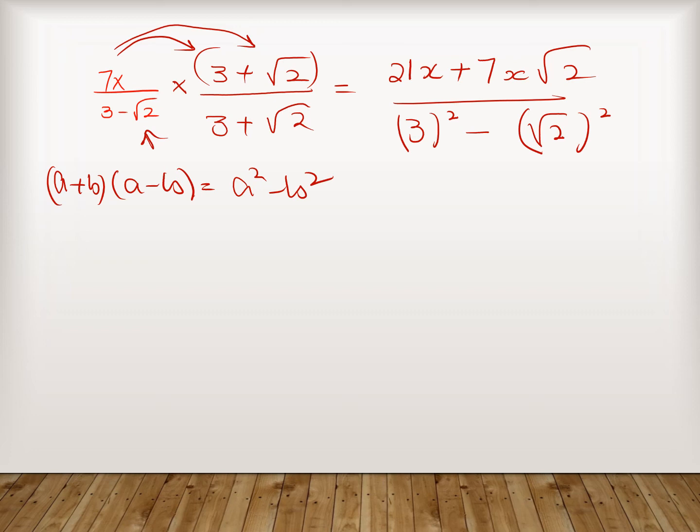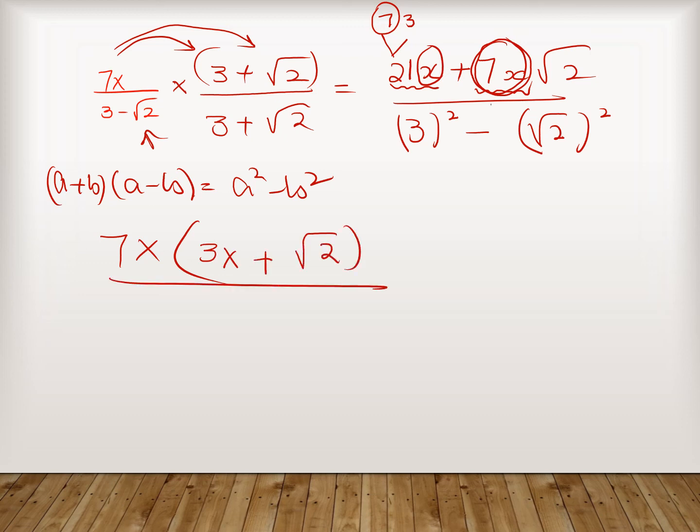Now on the top, 21x and 7x. You know that 21 goes in the table of 7: 7 times 3 gives you 21. So what is common in them? 7x is common in the first and the second expression. So write 7x outside the bracket and write inside what is left. So here 7x is outside, so what is left? 3 from the first term, plus, 7x is outside, so what is left inside is square root of 2.